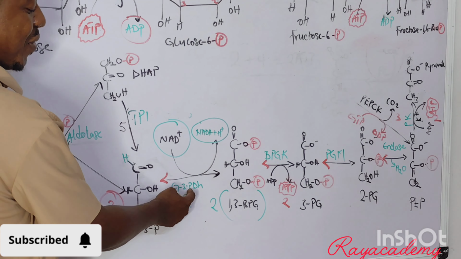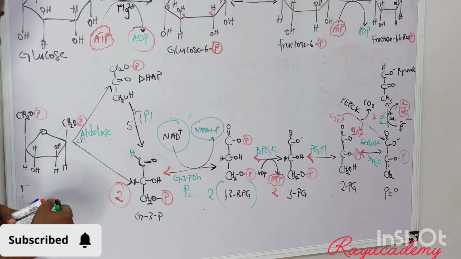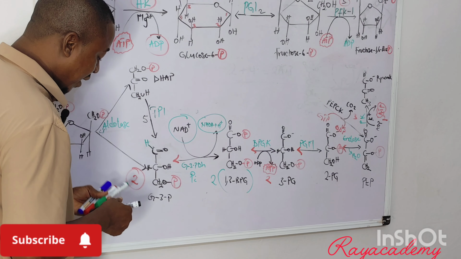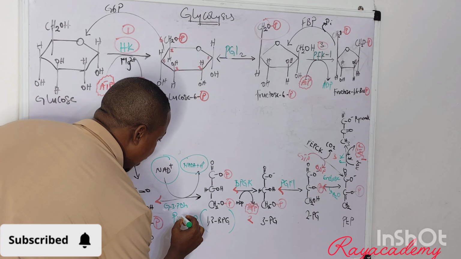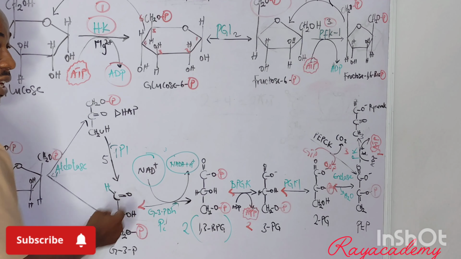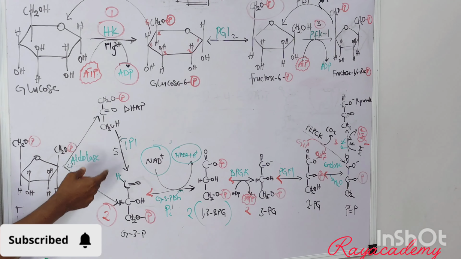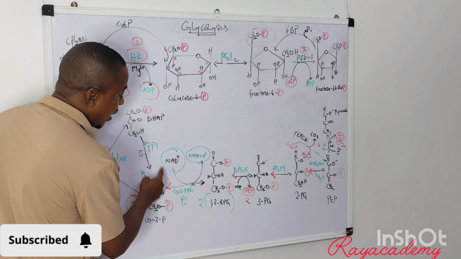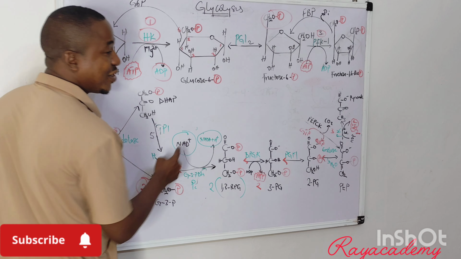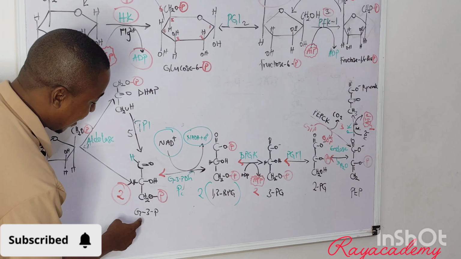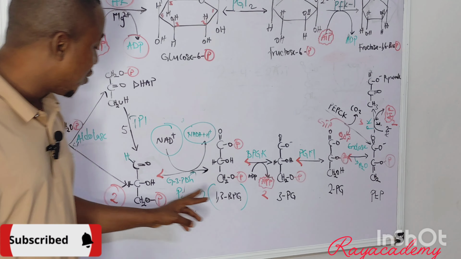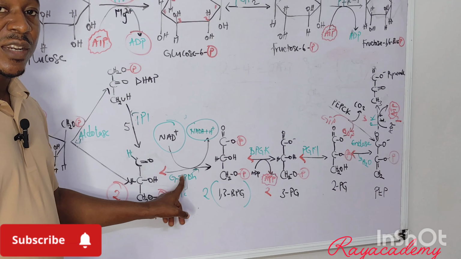So say G3PDH, glyceraldehyde 3-phosphate dehydrogenase. This enzyme requires inorganic phosphate that comes into the reaction process, and also NAD plus that is used as an oxidant for this reaction step. So this NAD plus is converted to NADH plus hydrogen. So that means 2 atoms of hydrogen have been removed from glyceraldehyde 3-phosphate to form 1,3-bisphosphoglycerate. So the name of the enzyme that converts that is glyceraldehyde 3-phosphate dehydrogenase.